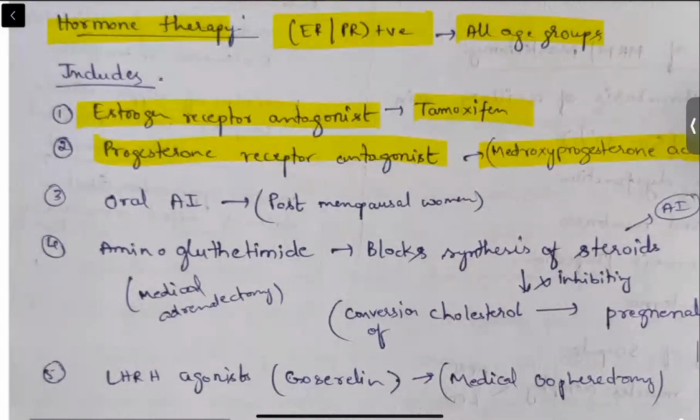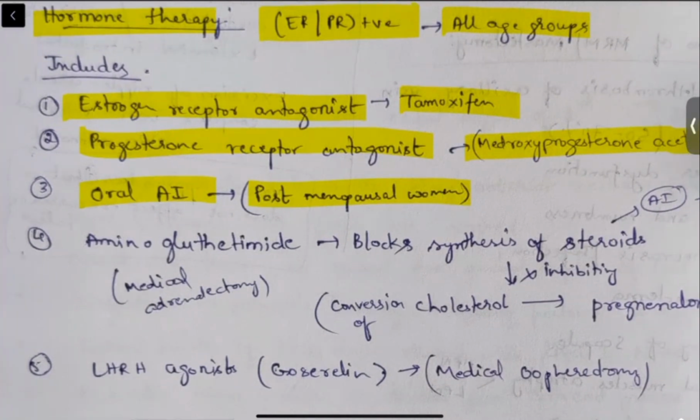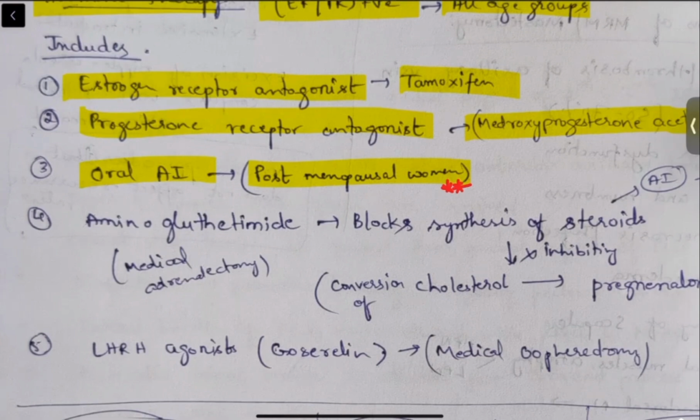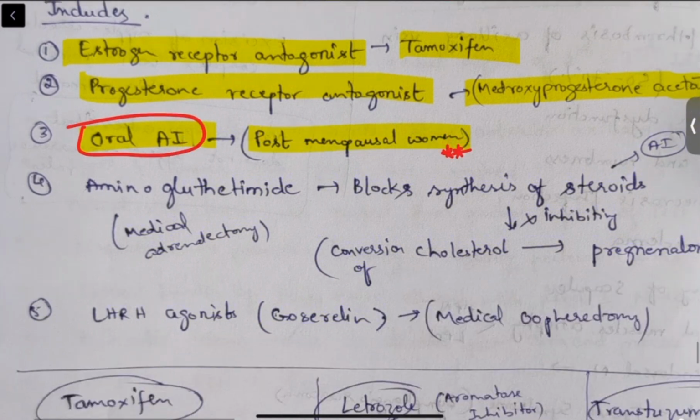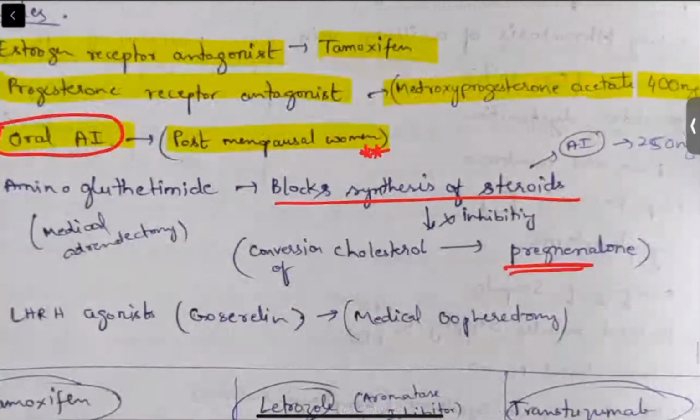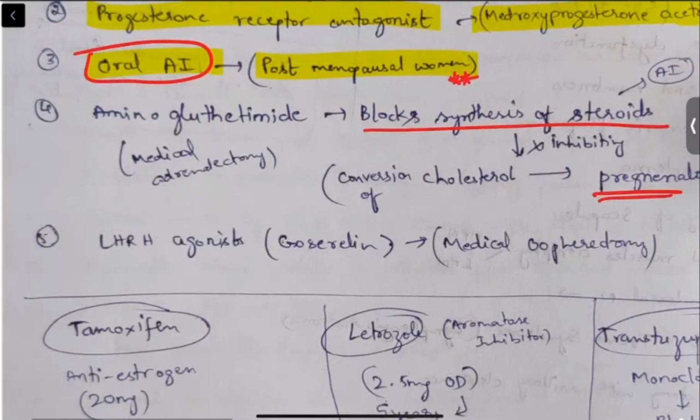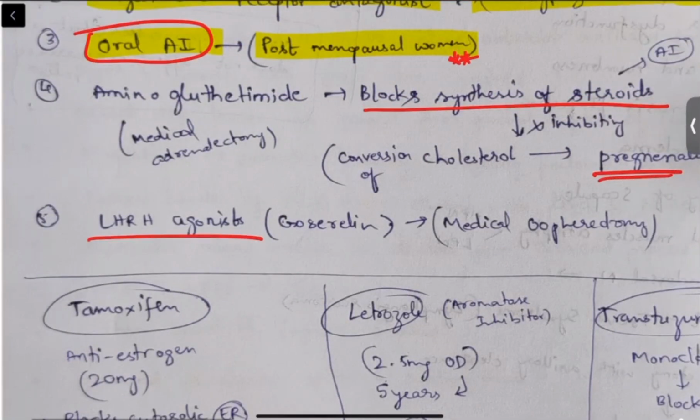Okay, oral aromatase inhibitors can be used, usually in postmenopausal women, because aromatase will be more in postmenopausal women. So we will have to inhibit that in order to obtain benefits. Other than that, aminoglutethimide, which blocks the synthesis of steroids. Because of this, again, pregnenolone will be inhibited. Okay, so LHRH agonists, sorry, which act like LHRH agonists.